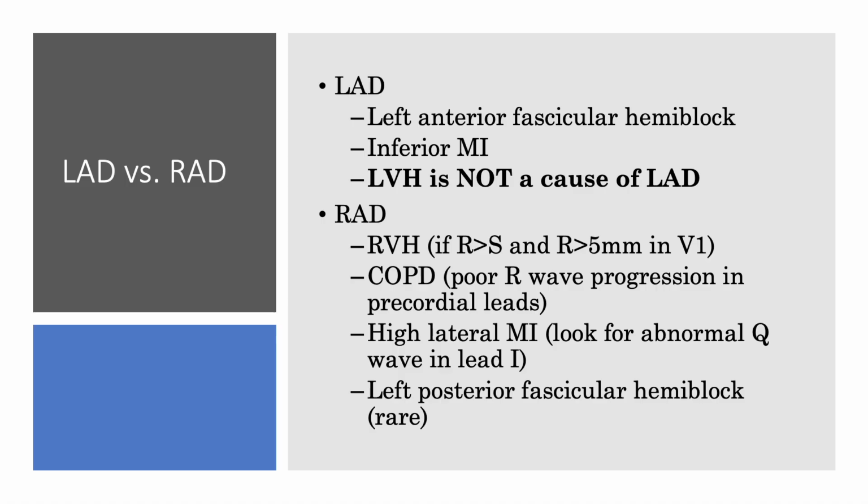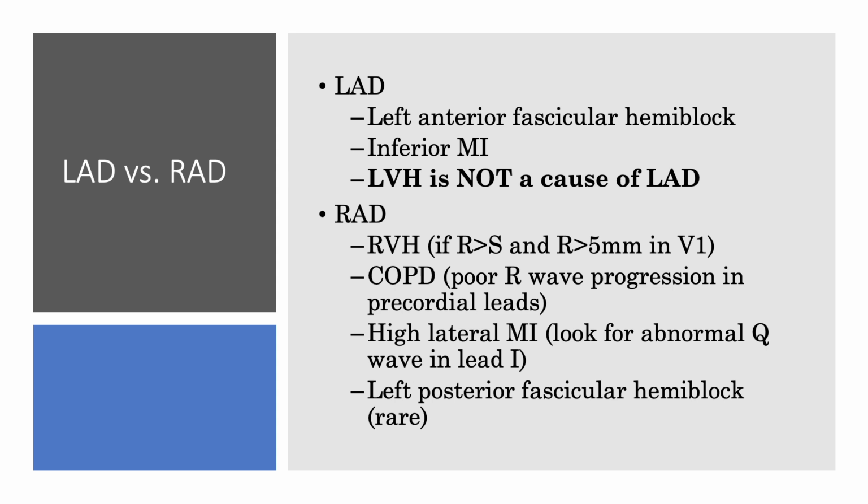Let's talk about the causes of left axis deviation and right axis deviation. For left axis deviation, the most common cause is a block in the left anterior fascicle. Remember that left bundle branch splits into the left anterior and the left posterior fascicles. And if you have a hemiblock in the left anterior fascicle, that can cause a left axis deviation. Inferior MIs can also cause a left axis deviation.